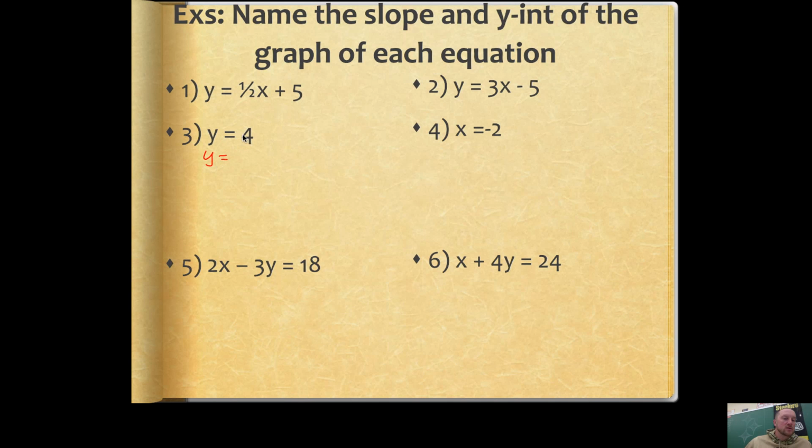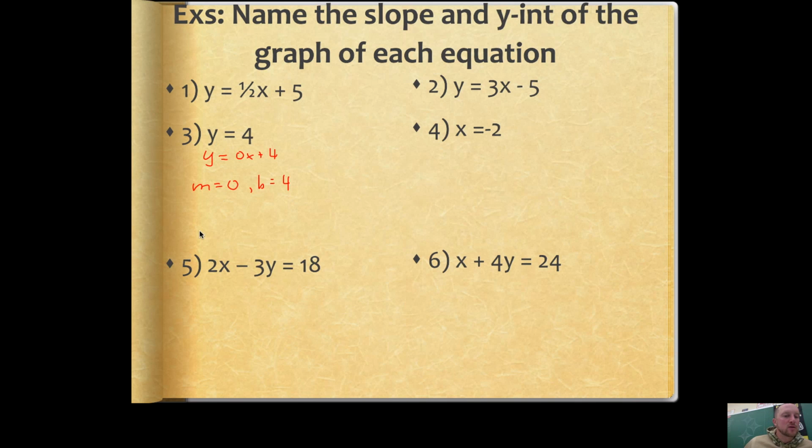Y equals, there's no m or x, but your b is 4. So notice how this is the expanded version of this, y equals 0x plus 4, because 0x is 0 and 0 plus 4 is 4. What is the slope? Well, it's the thing in front of the x, so it's 0. And the y-intercept is 4. Make sure you write this down.